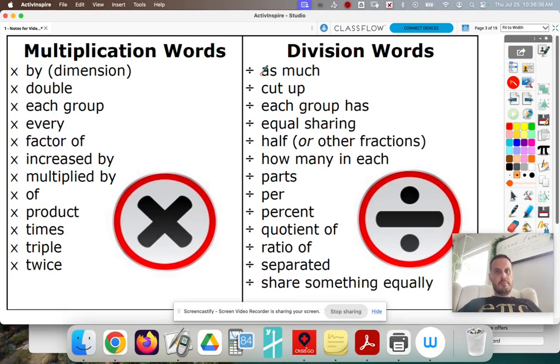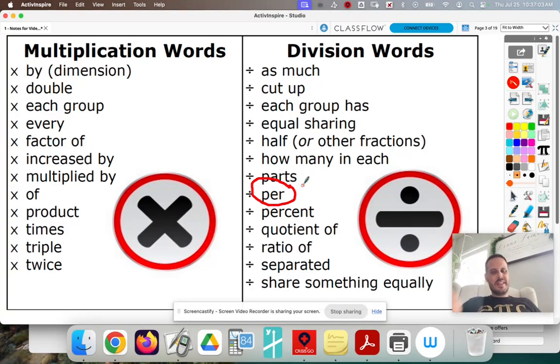So if I have half as much, a third as much, that's dividing by 3, right? Cut up into pieces. Each group has equal sharing. Half, how many each part? The per, I think, is the best one, and you'll hear like miles per hour, or in the last problem it talked about how many problems per minute. And that per, you can start thinking about units.